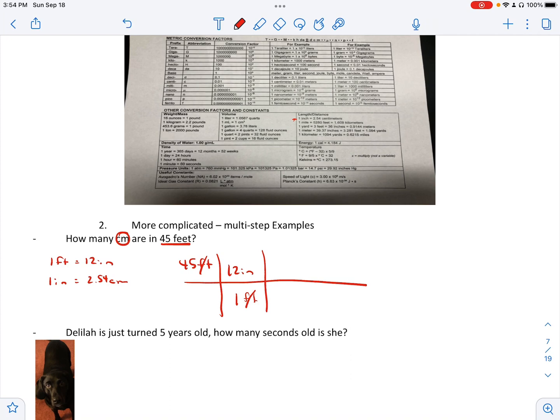If we stopped right there, we would be at inches, right? But now we need to go to centimeters. So I know 1 inch has 2.54 centimeters. Inches cancel. Now, how to work this? We multiply across the top. Multiply top and divide by bottom.